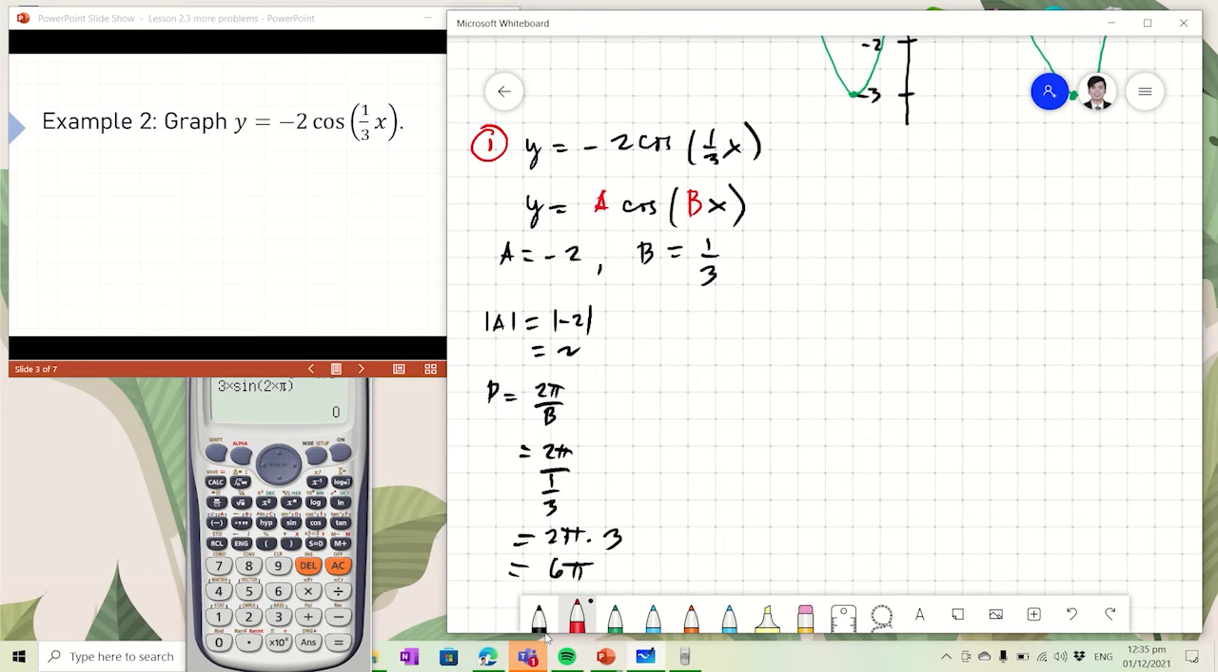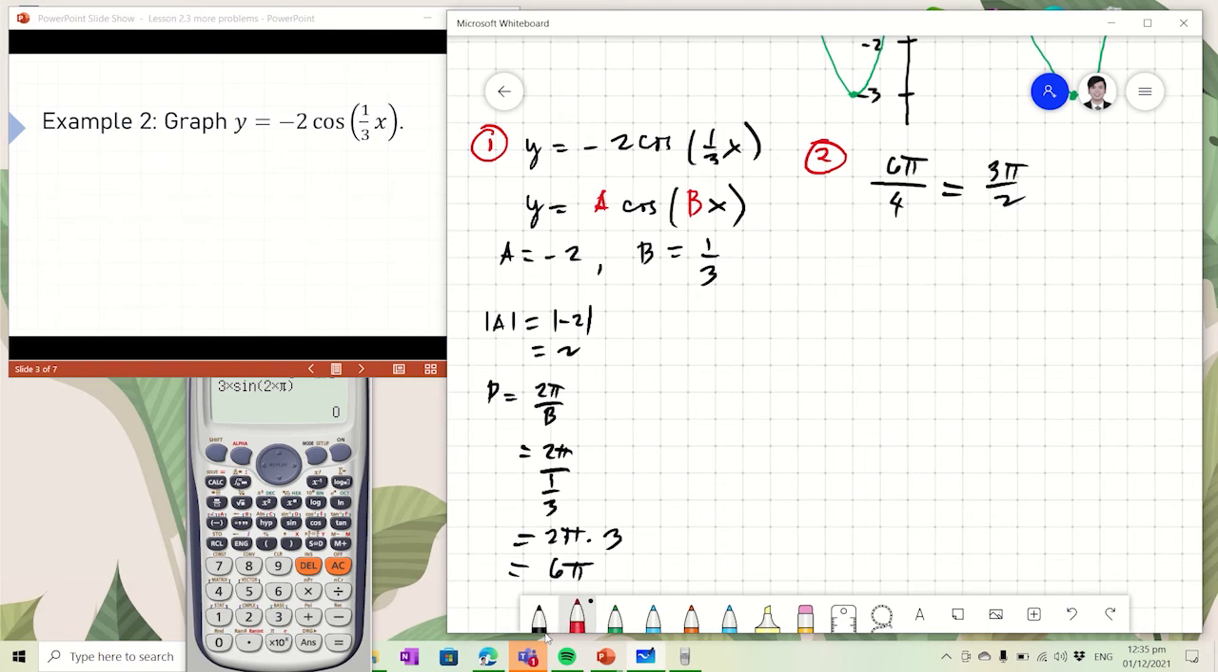So, we proceed now to step 2. We divide the period 6 pi into 4 equal parts. That's what we need to do all the time. Divide it into 4 equal parts. So yung 6 pi natin, we just have to divide it with 4 and simplify. So yung 6 over 4 natin, we can simplify that one as 3 pi over 2.